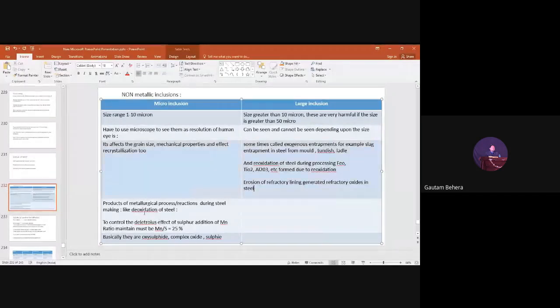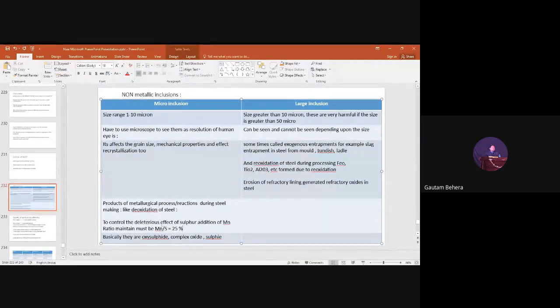Now you can see these micro inclusions are the product of the steel making reactions or metallurgical reactions like deoxidation of steel. So when we do deoxidation of steel, some products will come out, that is deoxidation products. They are also inclusions. They belong to the micro inclusions basically.